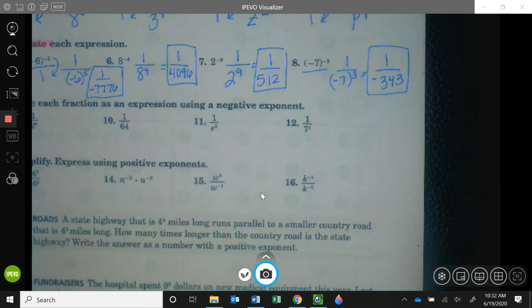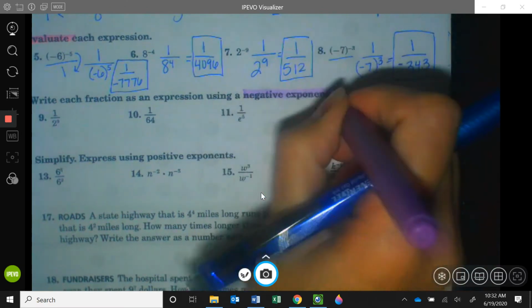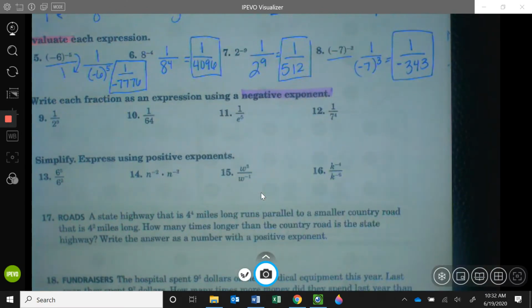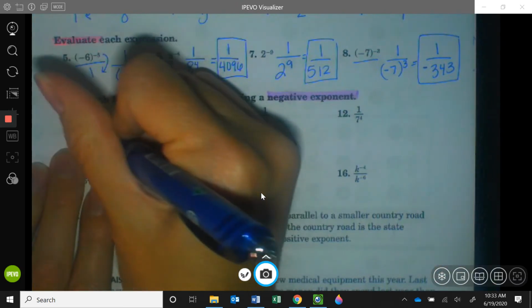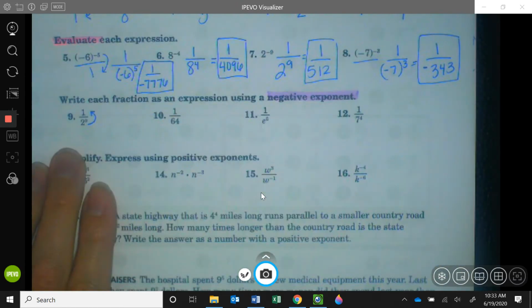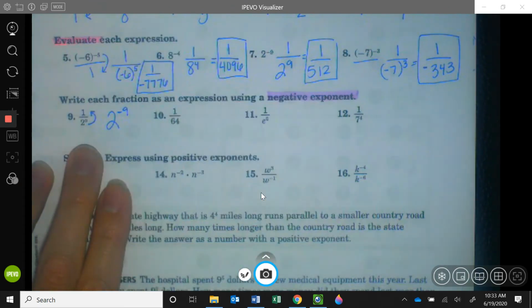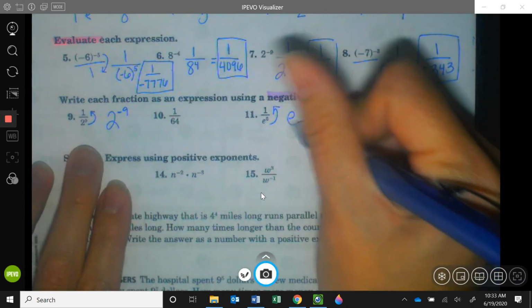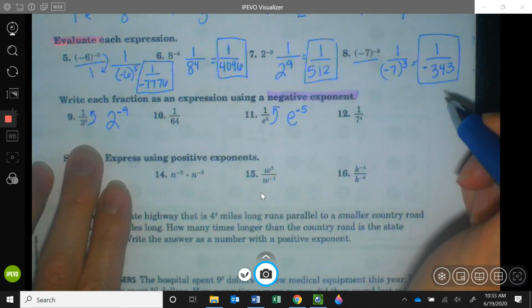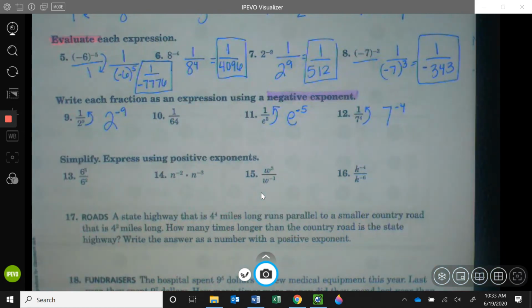All right, now let's look at the next set. It says write it with a negative exponent. So now it wants us to go backwards. So you can see they're all positive. So to make it negative, again, we're going to move it. So now it's going to go up to the top. And so now we get 2 to the negative 9th. Okay, I'll come back to that one in a second. We're going to move it so that it now becomes e to the negative 5th. We're going to move it so now it becomes 7 to the negative 4th.